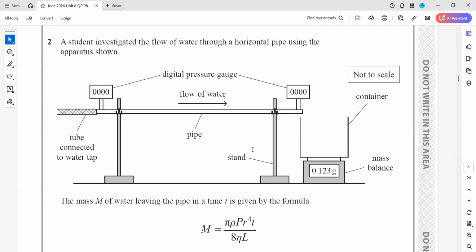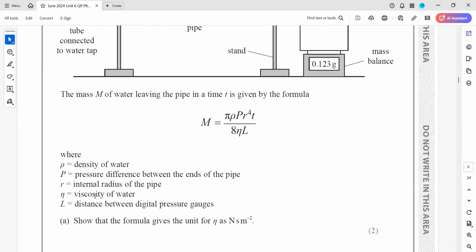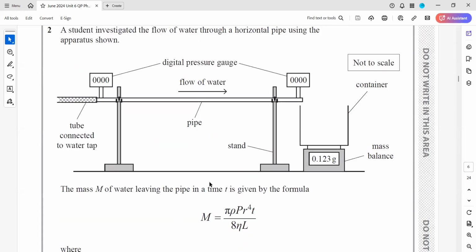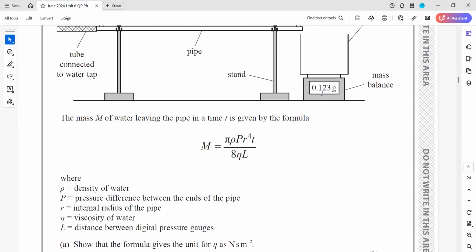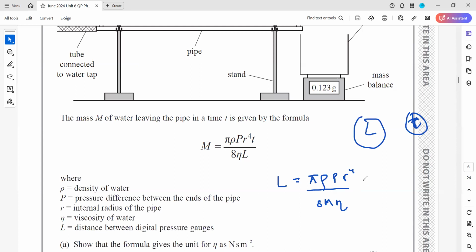And what about the L? L is the distance between the digital pressure gauges. So this distance can be changed, like we can move this pressure gauge. So the two things which we are changing is L here, and we are measuring t. We are changing L, the time will change. So if I rearrange the equation, L is equal to pi density pressure R raised to power 4 divided by 8 m and eta, and this will be t.